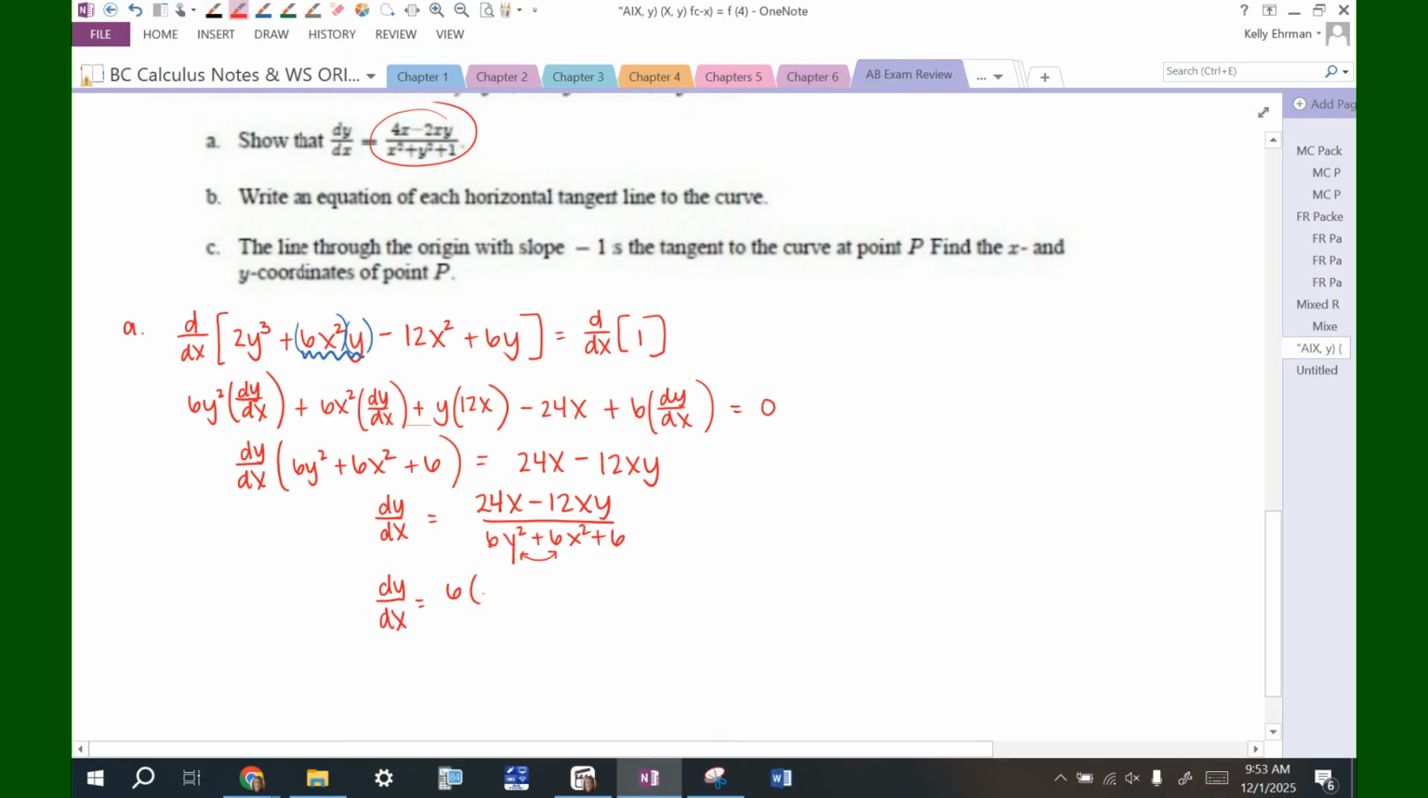So if I factor a 6 out of the top, that's where they're getting 4x minus 2xy. If I factor a 6 out of the bottom and correct the order of the terms, x squared plus y squared plus 1.